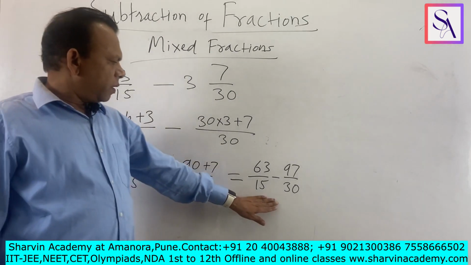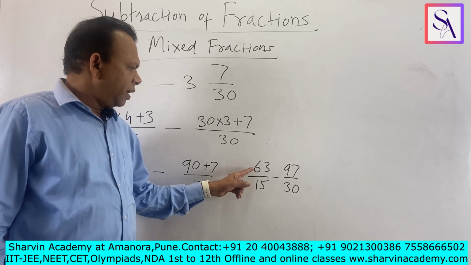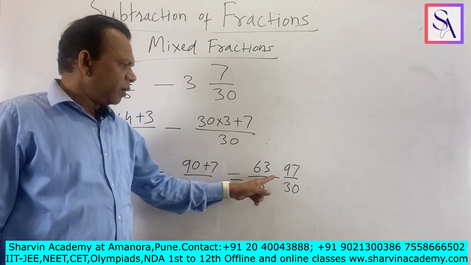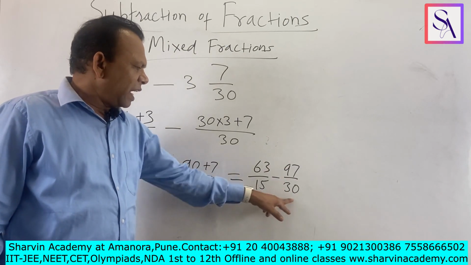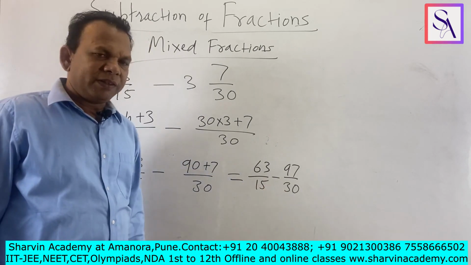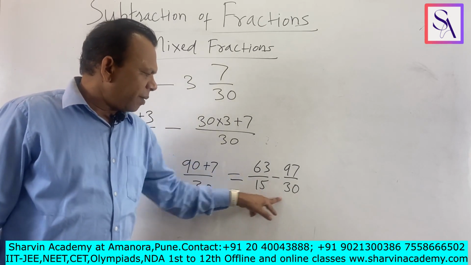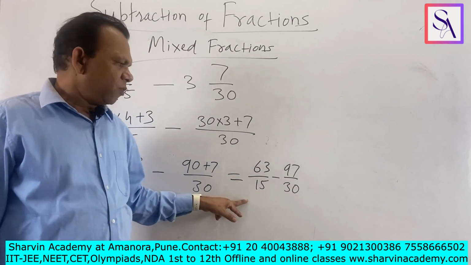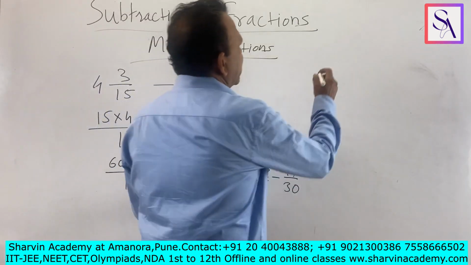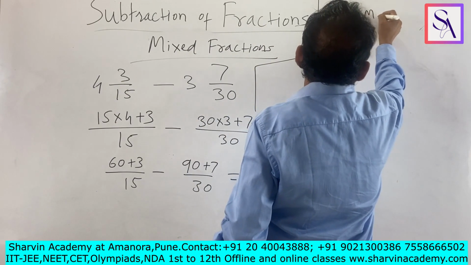So now these are our improper fractions, right? 63 by 15, the numerator is greater, so it is improper. This is also improper, and these are unlike fractions because the denominators are not the same. So we have to subtract these. So how to do that? Make the denominators the same, right? These denominators should be the same. So how to do that? LCM method.